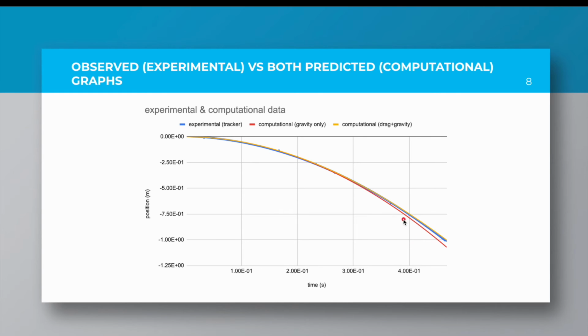This is because in reality, the drag force does exist. Hence, the computational model that only considers gravity predicts my object to travel further than reality due to the drag force not being included. The computational model graph with both gravity and drag is almost the same as the graph with my experimental data. This is because it takes the drag force into consideration, which makes the data much more accurate as it resembles reality more.